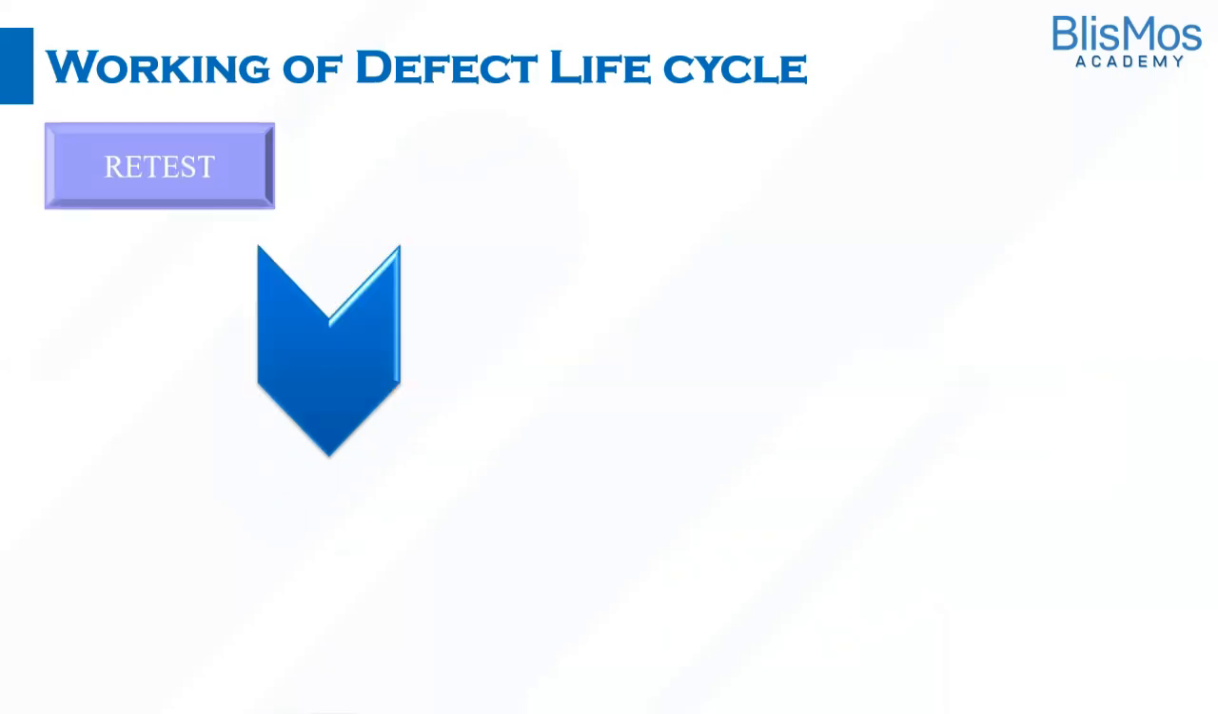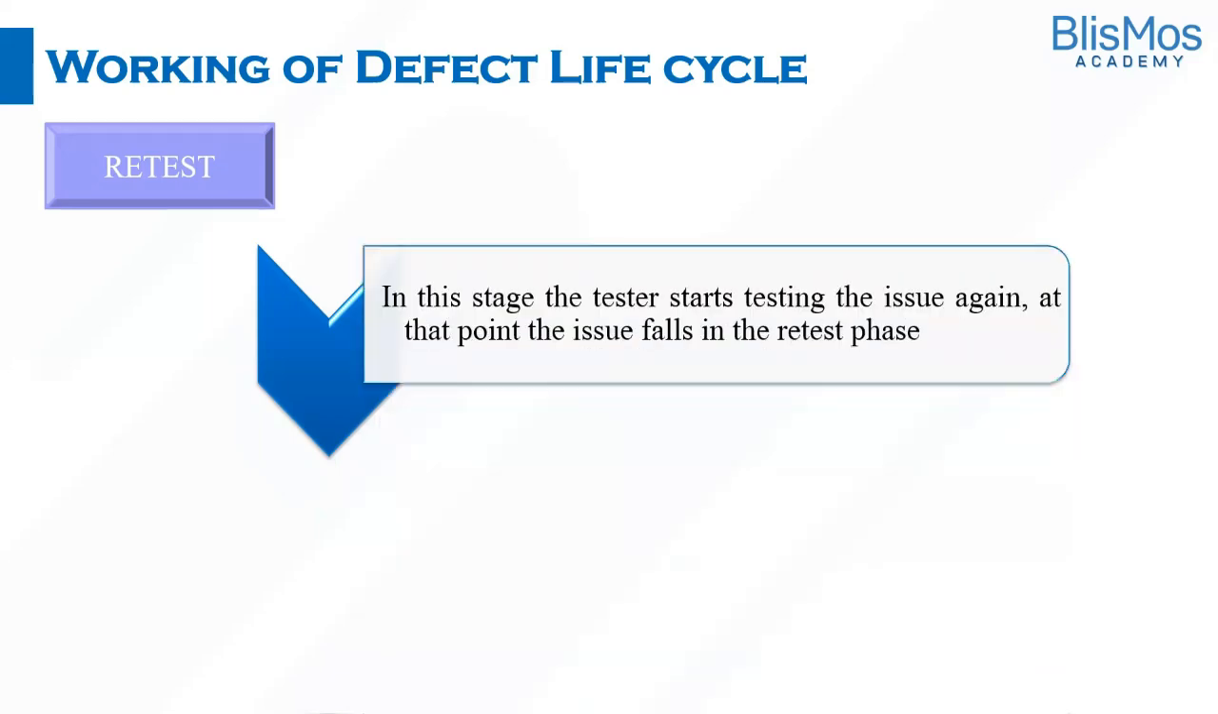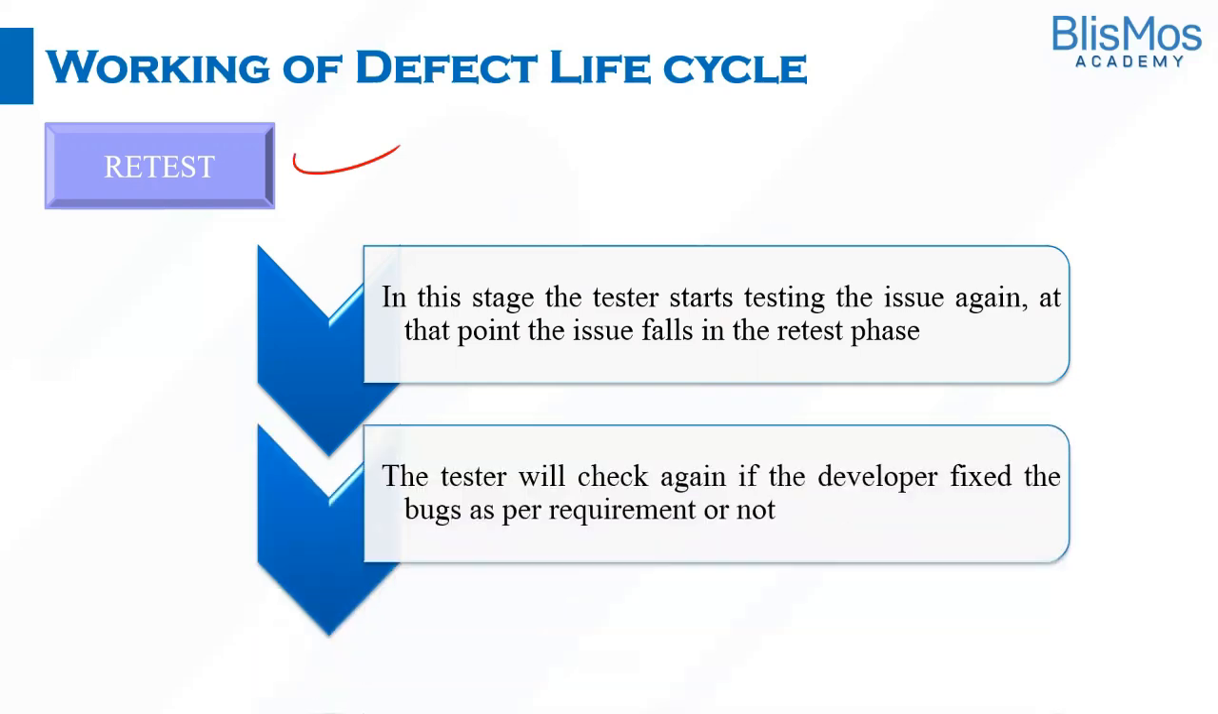Once the defect is moved to the fixed state, then the respective tester will be given an alert. Okay, whatever defect you have logged, it is already fixed. That is when the tester has to reconfirm whether the defect logged by him or her is really fixed or not. That is when he will go and set that defect to the retest phase. And as a part of this phase, he will retest or check again if the developer has fixed the defect as per the requirement or not.